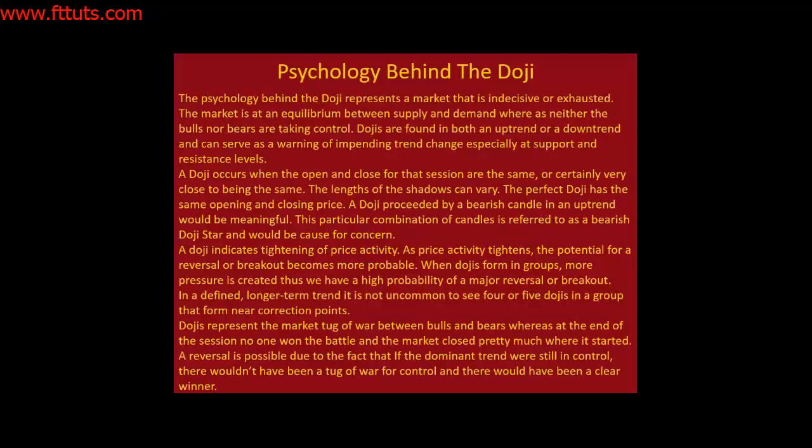near correction points. Dojis represent the market tug of war between bulls and bears, whereas at the end of that session, no one won the battle, and the market closed pretty much where it started. A reversal is possible due to the fact that if the dominant trend were still in control, there wouldn't have been a tug of war for control, and there would have been a clear winner.